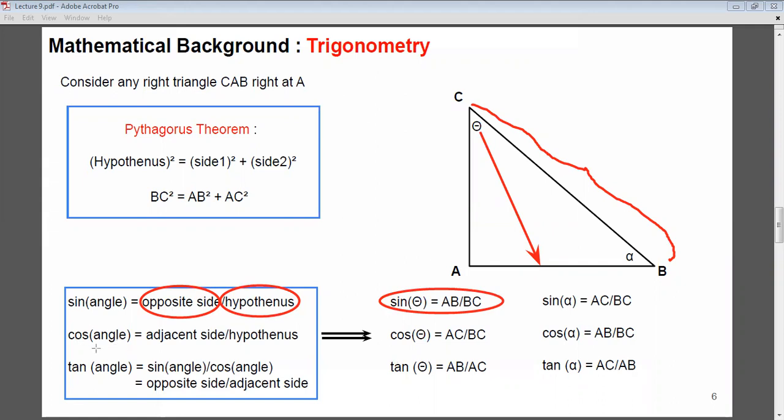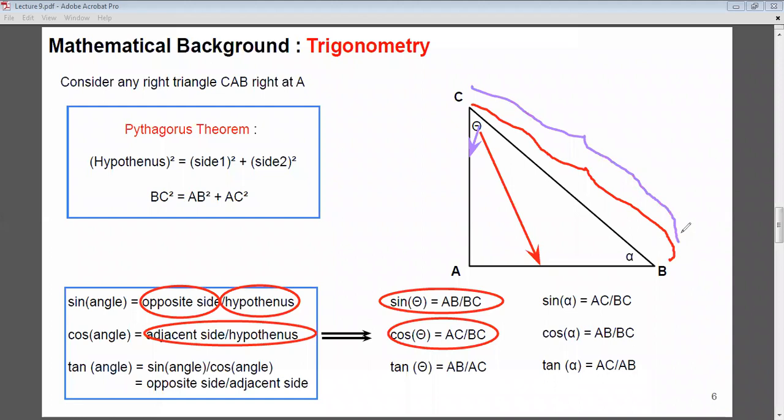Cosine of an angle is the adjacent side divided by the hypotenuse. So cosine of angle theta, this is angle theta, is the adjacent side, which is this side, divided by the same hypotenuse. The hypotenuse is the same. So cosine of angle theta will be the adjacent AC divided by BC. Okay.